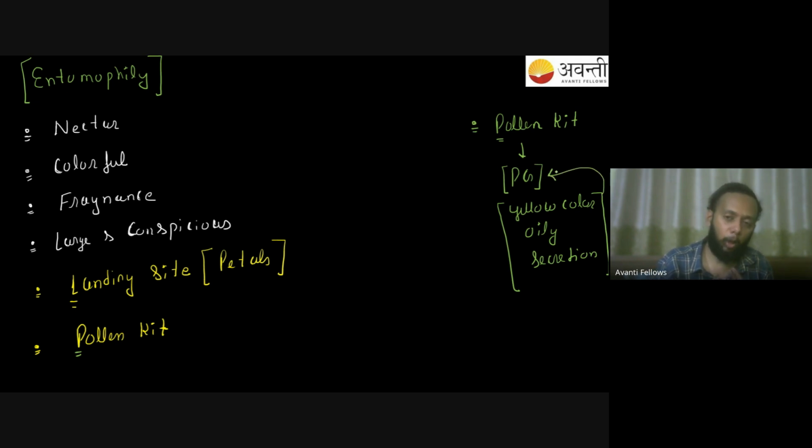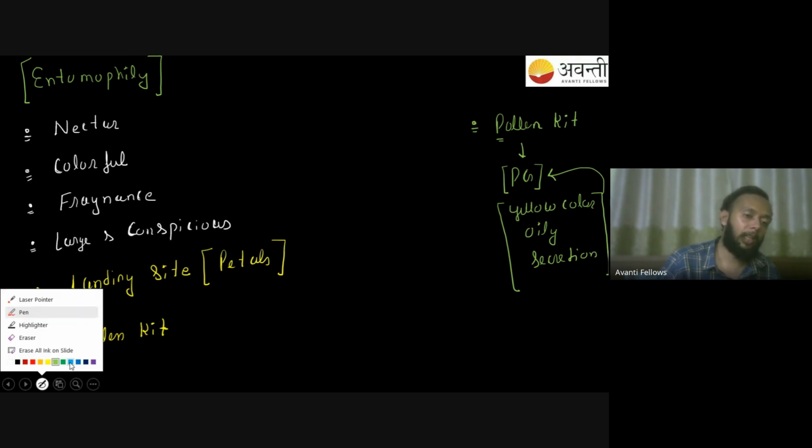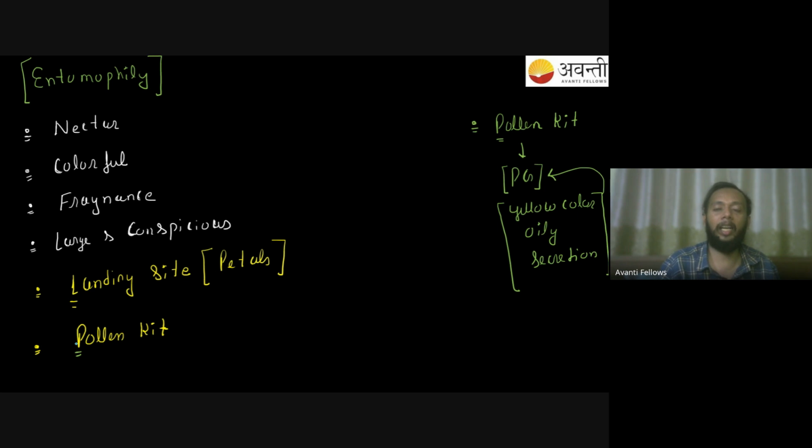Because of this secretion, what will happen now? The pollen grain will attach to the body of the insect, and that is called pollen kit. So when a pollen grain has a yellow colored oily secretion, that is called pollen kit. And what is the advantage of pollen kit? Because of this, it will get itself attached to the insect body. One of the advantages of pollen kit is that it will get attached to the surface of the insect because it is a yellow colored oily secretion.